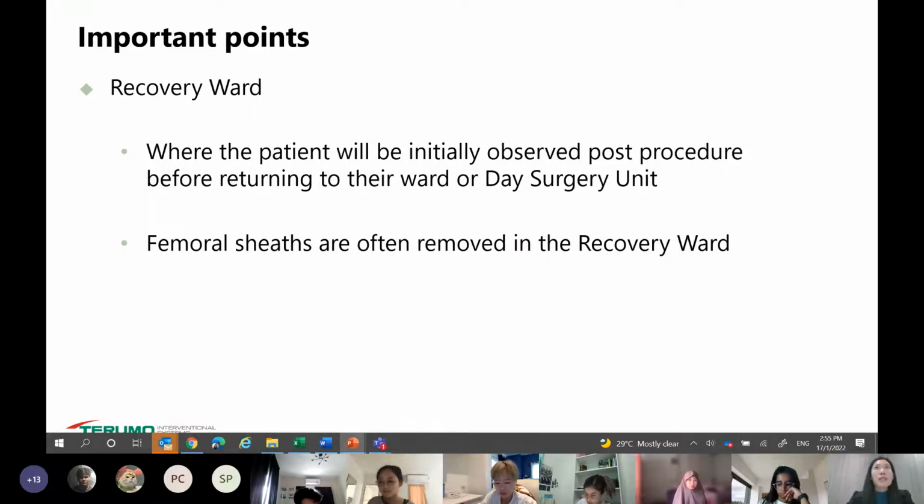Okay, so as I've mentioned, other than the two rooms, the patient ward and the catheterization lab, there's actually this additional room, the recovery ward. In the video, you saw that the femoral sheath is not removed in the cath lab or in the patient ward, but in this room. So this is where the patient will be initially observed until they are stabilized, and then they will be moved into their day surgery unit or their patient ward.